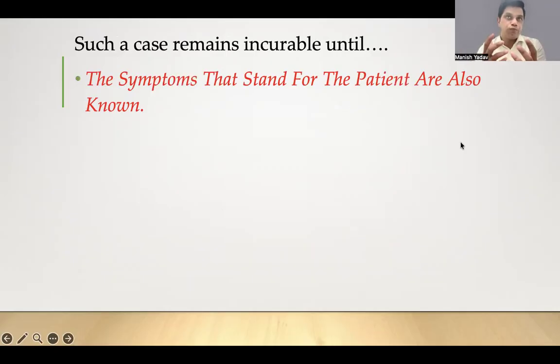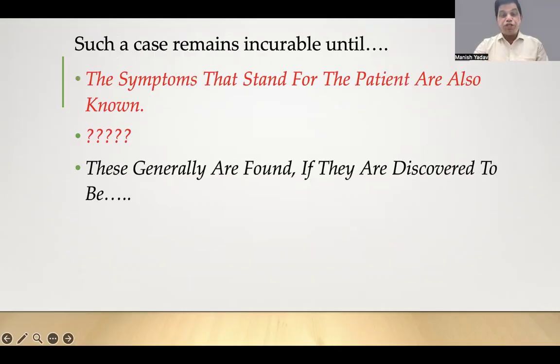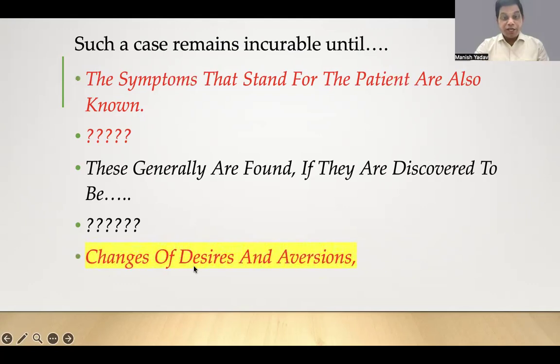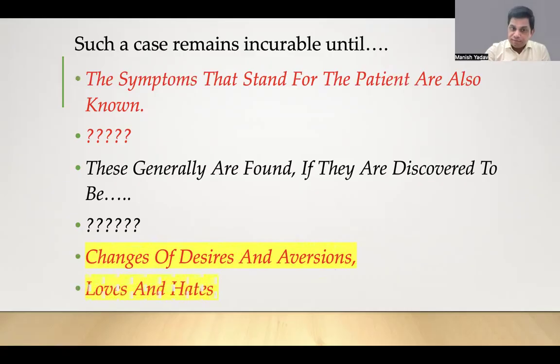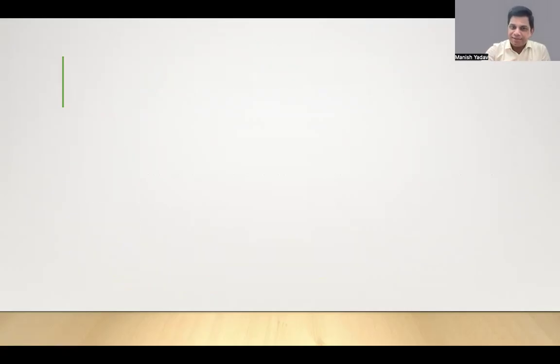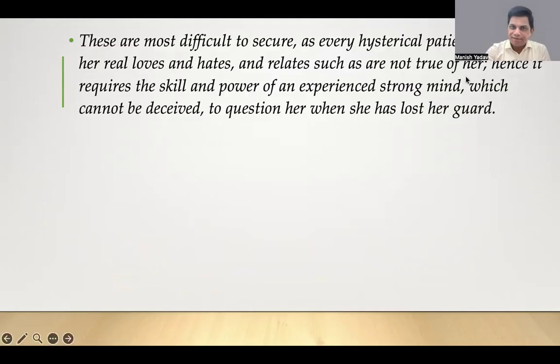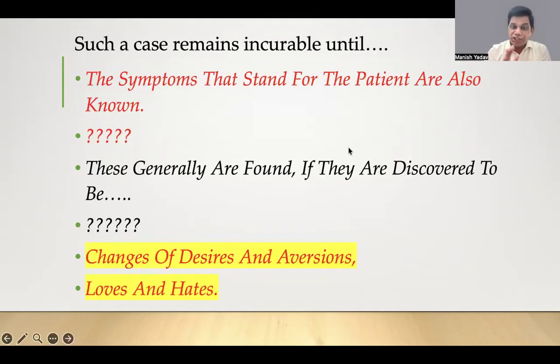Now the next question is, what are you talking about? What is the symptom of the patient? What is it? These generals are found if they are discovered to be what? The changes of desires and aversions. Love and hate. He just says two things: the changes of desires and aversions, the loves and hates.